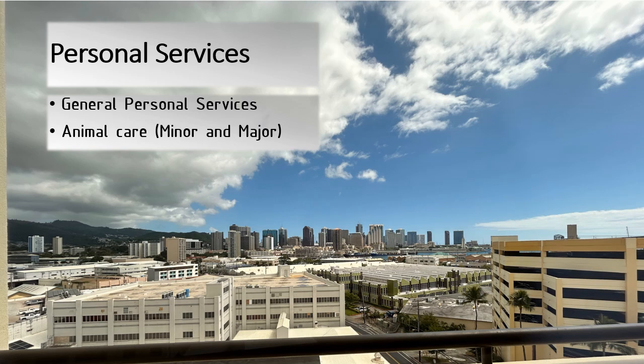The distinction between major and minor is that with minor, no overnight boarding is allowed. Overnight boarding is allowed for major animal care. Major animal care is allowed in the agricultural districts, but it should be noted that an active agricultural use must also be established on the site.